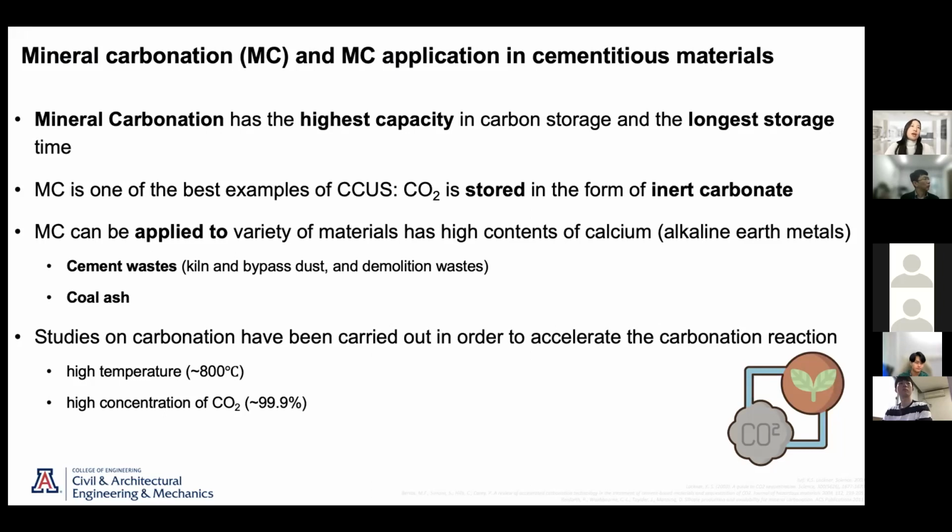Mineral carbonation has the highest capacity of carbon storage and has safer and longer storage time than other carbon storage methods. And also it is one of the best examples of CCUS. And it can be applied to a variety of materials that have high contents of calcium byproducts, for example, coal ash, cement waste, etc. And mineral carbonation studies have been carried out with high temperatures and high concentration to accelerate the carbonation reaction.